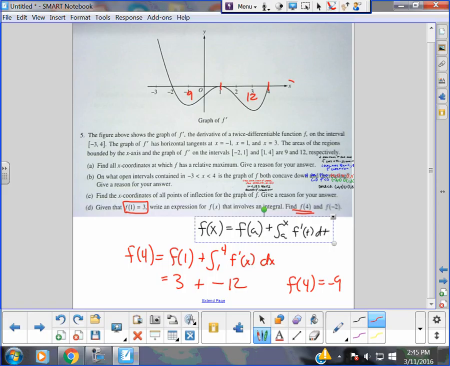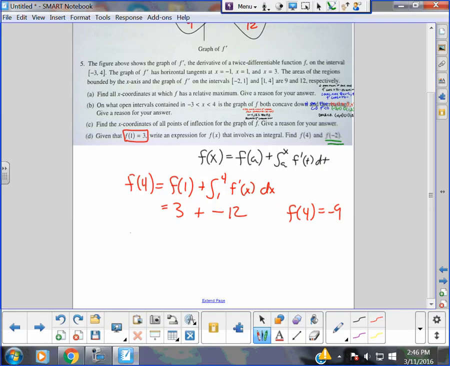Again, this is the fundamental theorem of calculus, section 5.3 in our textbook. We still have to find f of negative 2. This one's a little more complicated. It's still the same setup because we only know f of 1, and you still have to set it up so the 1 matches. You have to have the 1 on the bottom, but you have to go to negative 2.